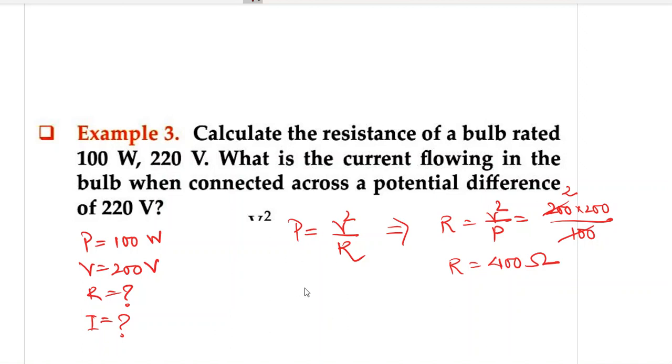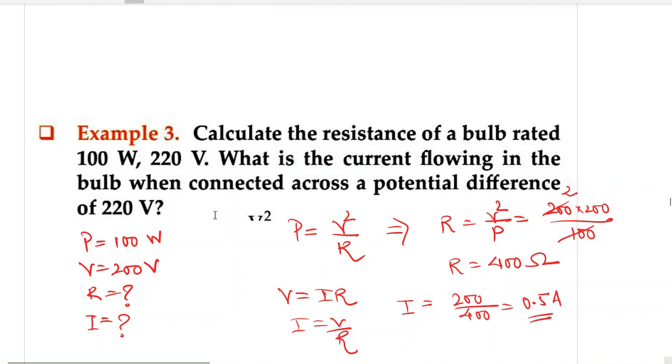Now what current is flowing through the bulb when it is in use? So V is equal to IR and I is equal to V by R. This is the formula we are going to use. So I is equal to V 200 upon R 400, which is 0.5 ampere. I is equal to 0.5 ampere. Let's check.